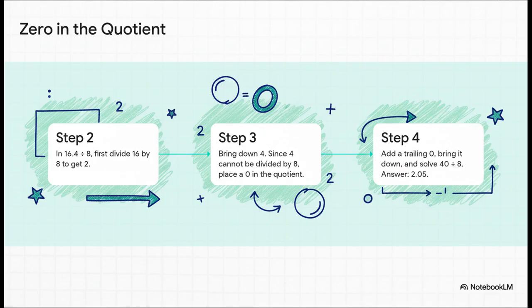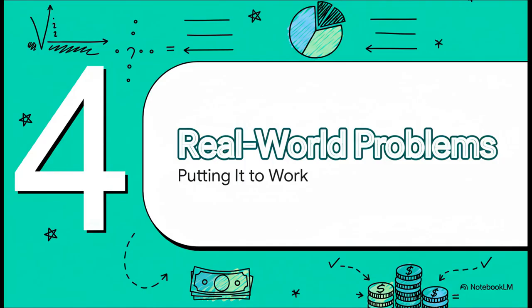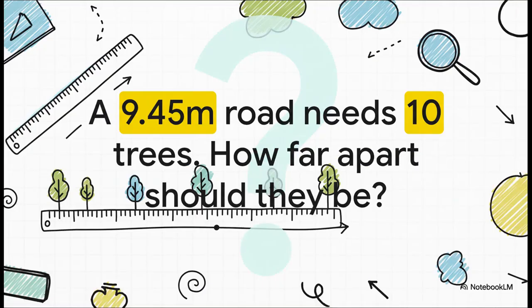All right, that's enough with the theory. Let's see how this stuff actually works in a real-world problem. Imagine you're designing a park. You have a little road that's 9.45 meters long, and you've got to plant 10 trees at perfectly equal intervals. How far apart do you plant them?